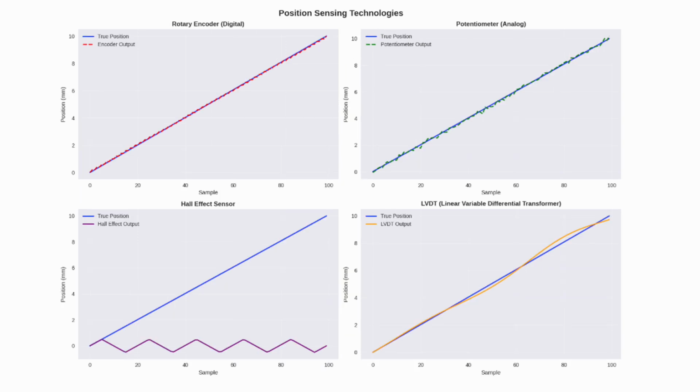The position sensing technologies, I wrote a code and I figured out the rotary encoder, which is digital, potentiometer, which is analog, Hall effect sensor, and LVDT, which is linear variable differential transformer. And these are all samples which I tried to portray here, so you can look into this and figure out how actual Python code allows us to monitor and plot all these actions and tasks.